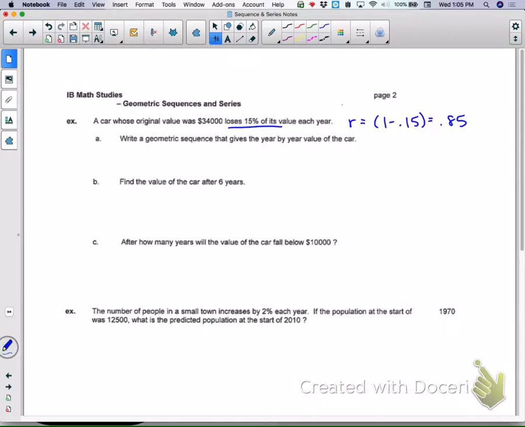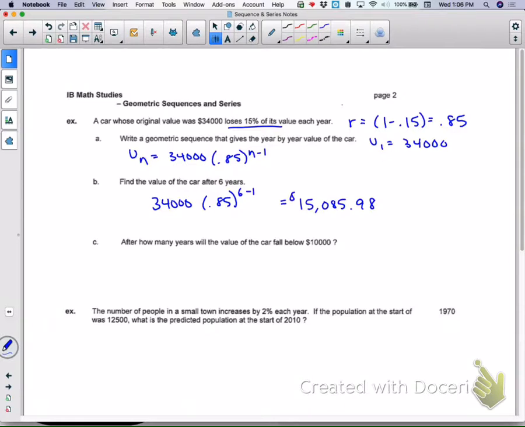Okay. So in this case, my first term would be the 34,000, and I've got my r value. So u sub n is 34,000 times 0.85 to the n minus 1 power. Okay, now find the value of the car after 6 years. 34,000 times 0.85 to the 6 minus 1 power. Of course, that's to the 5th power. That gives me this amount of money. Always round money to 2 decimal places unless they tell you otherwise.